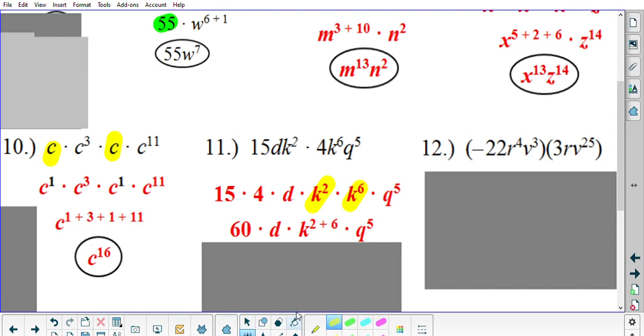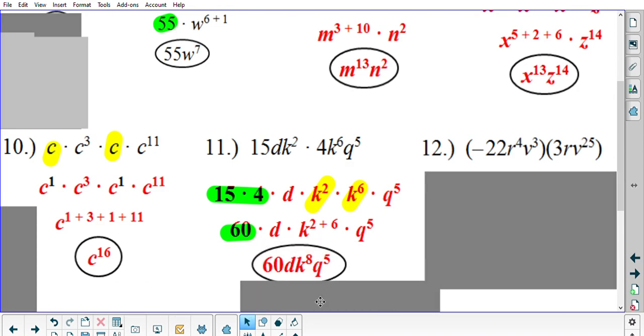15 times 4, they are not like bases, but they are whole numbers. I can multiply them together to get 60. And now I can put everything together. The times dot is not needed when you write this in simplest form. And you get the final answer of 60, d, k to the 8th, q to the 5th.